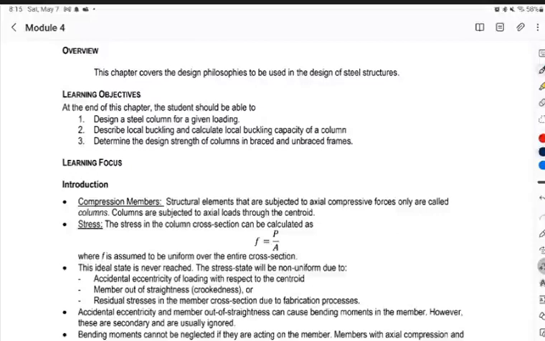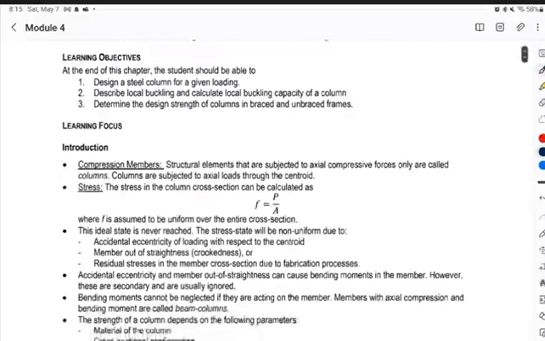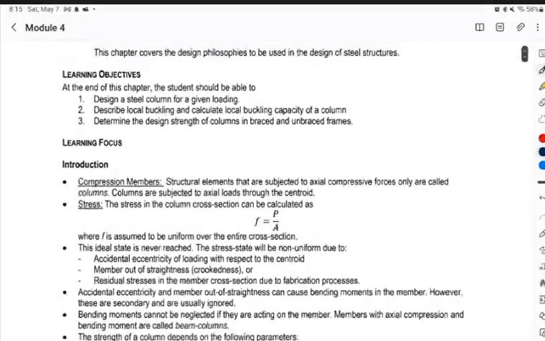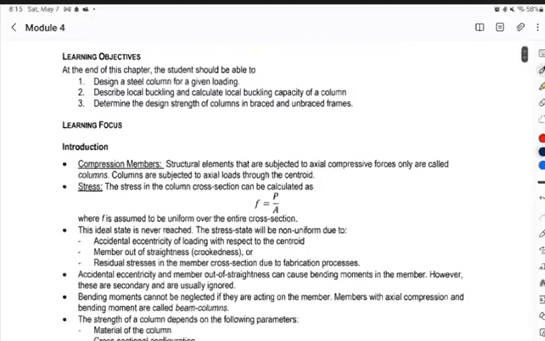Okay, later. So this chapter covers the design philosophies to be used in the design for compression of steel structures. In the end, you have to be able to design a steel column for a given loading, describe the local buckling, and calculate the local buckling capacity of a column.